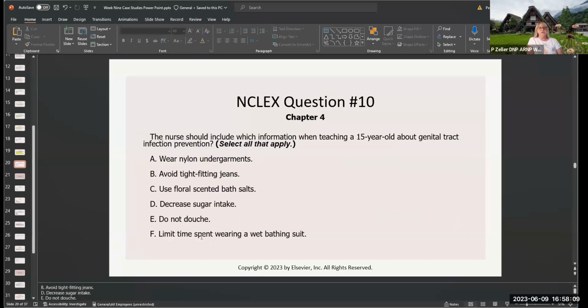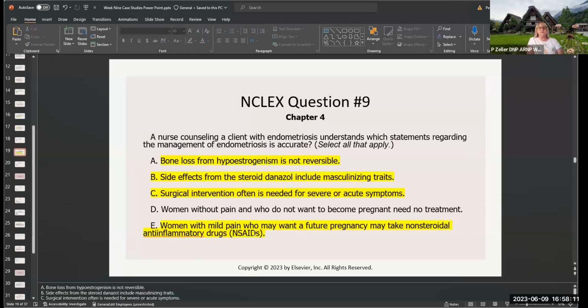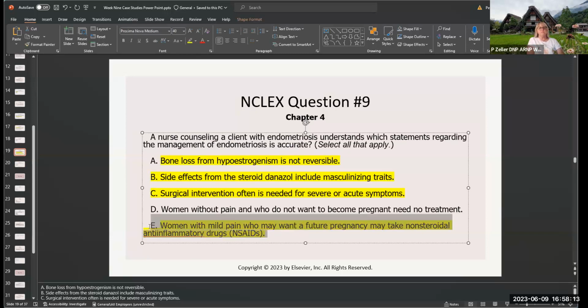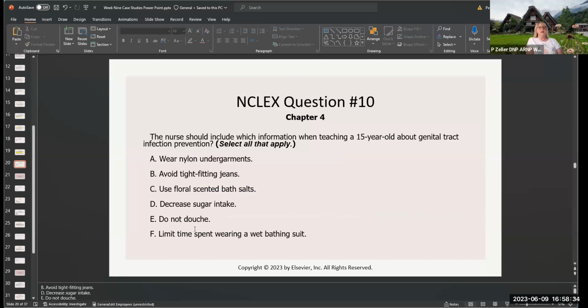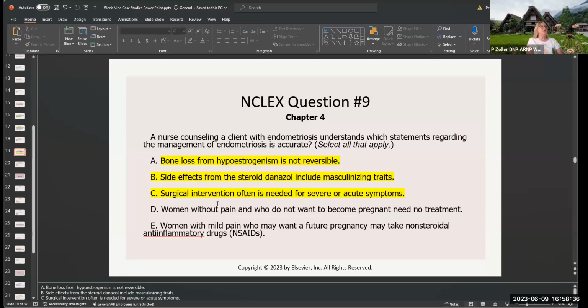Okay. I don't think your book says this last one. We're going to take that one off of there. Women without pain who do not want to become pregnant need no treatment. Well, that's not necessarily true. They might need treatment because it's going to eventually cause pain. Okay.